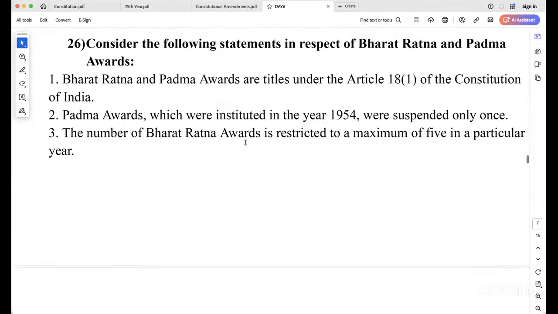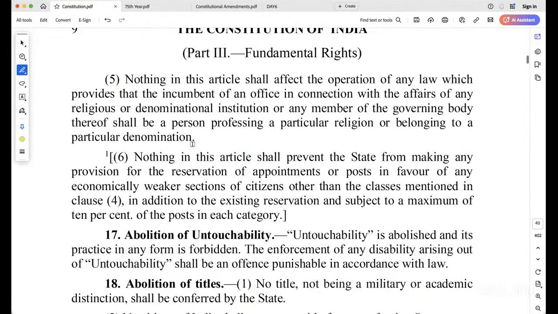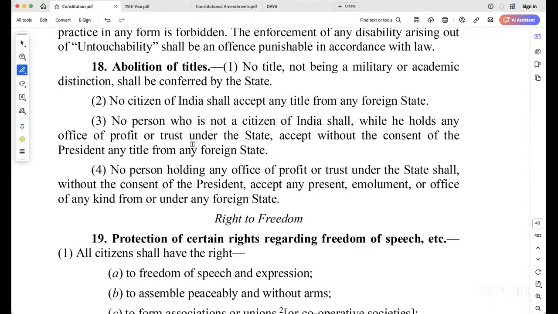Now this one. Consider the following statements in respect of Bharat Ratna and Padma Awards. Bharat Ratna and Padma Awards are titles under the Article 18(1) of the Constitution of India. Yes or no? Yes, sir. See, military and academic distinction alone are considered as titles. Rest all, no, it should not be used at all. Okay. But certain people are using, that is against this article. It shouldn't be used. Okay. First thing. Next.